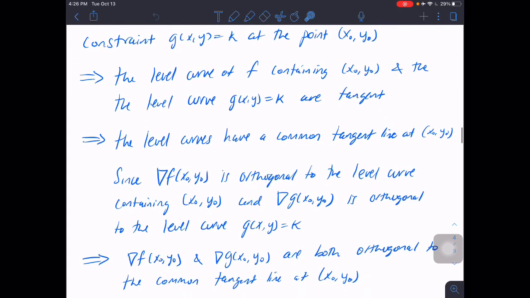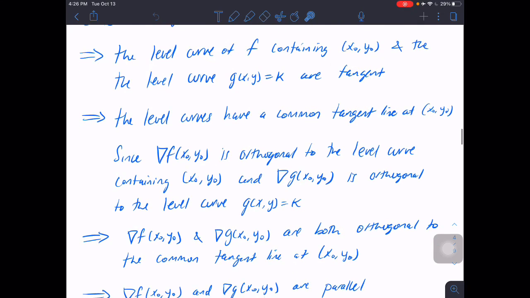Okay? And so what this implies is that the level curves have a common tangent line at that point. Since they're both intersecting in a tangent manner at this particular point, they're going to have a common tangent line at this point, okay? So we can conclude that they're going to intersect at the point that gives us absolute maximum or absolute minimum of our function. And so therefore, they have a common tangent line at that point. The level curves do. Okay.